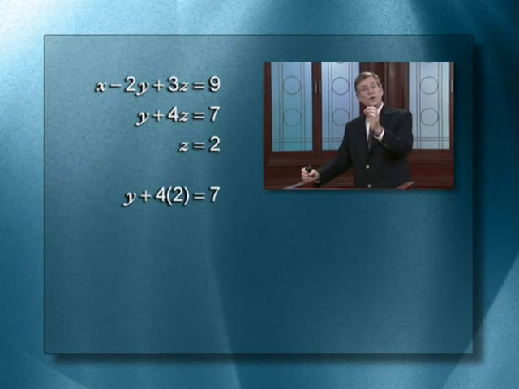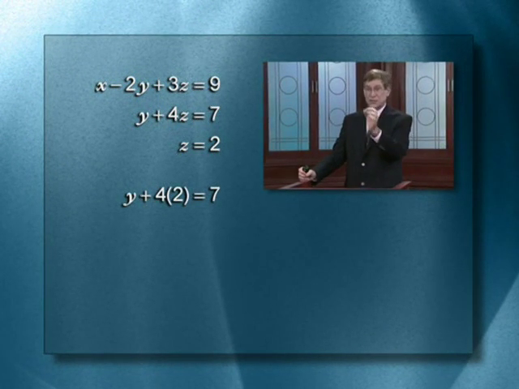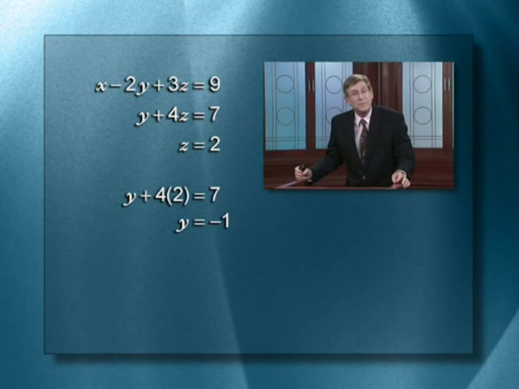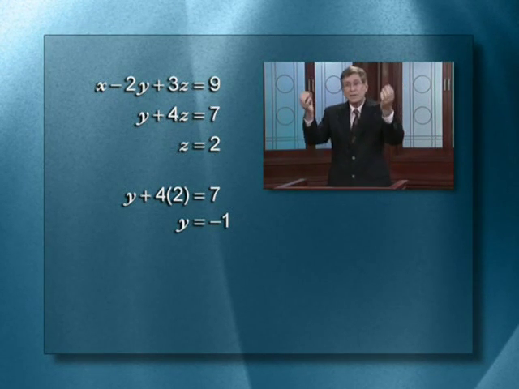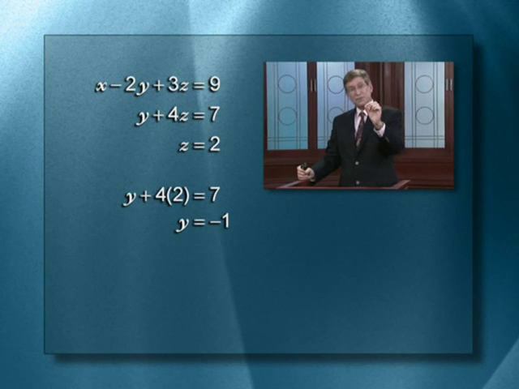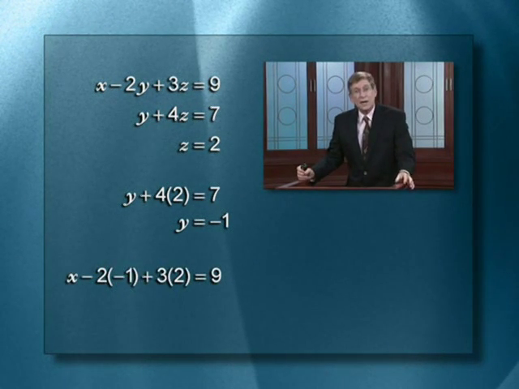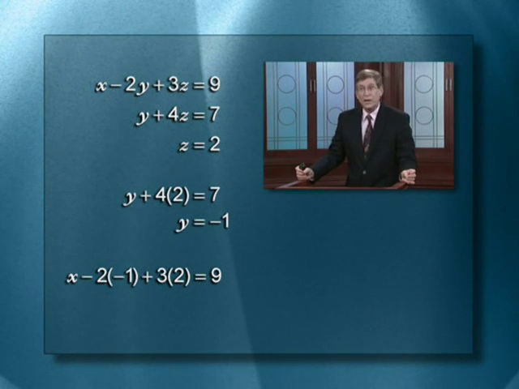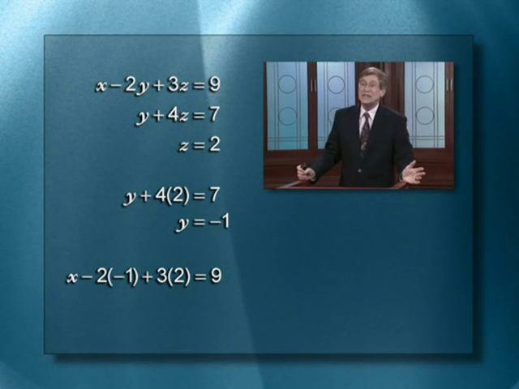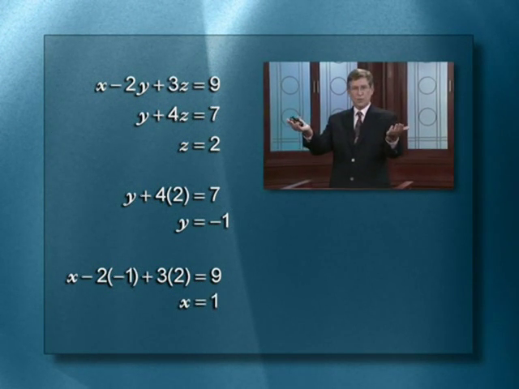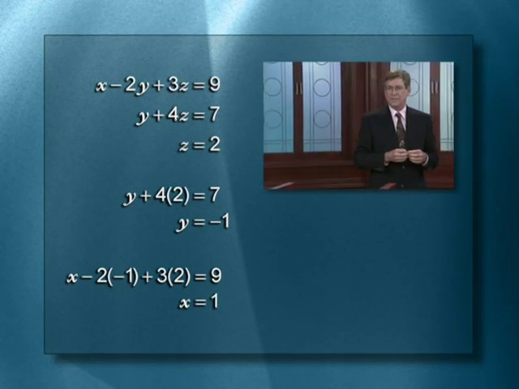Y plus 4 times 2, because z is 2, equals 7, so that makes y equal to minus 1. And now go up to the top, and you have the x variable determined by the equation x minus 2 times the y value, minus 1, plus 3 times the z value, 2. That's supposed to be equal to 9. Do the arithmetic, you get x to be 1.